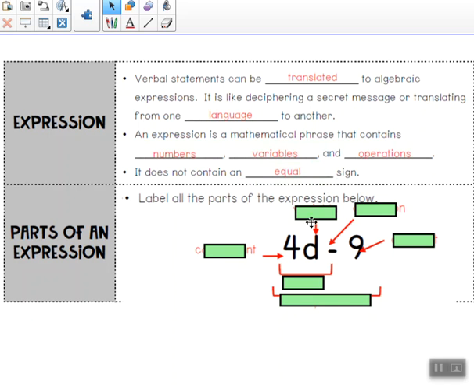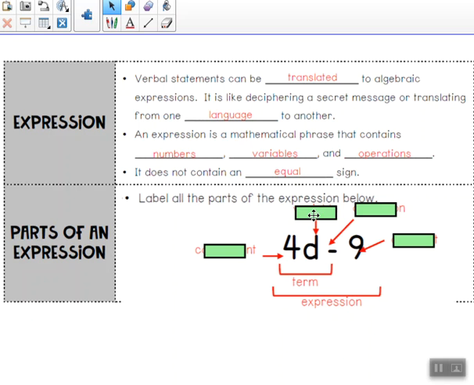Okay, now there are parts of an expression. You can see here in this bottom part right here, this whole thing, 4 times d minus 9. Well, that's an expression, okay? So go ahead and kind of label that as a whole expression. Now, expressions are made up of terms, okay? Each of those items in there is a term. This is a term, all right? This is a term, but it's also something else, which is what I'll get to in a moment. Expressions are made up of terms.